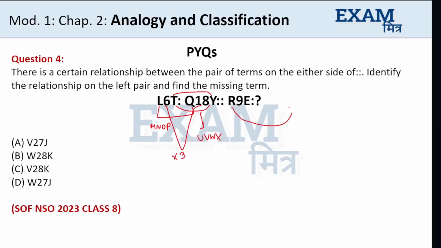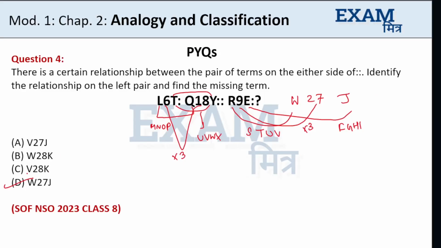We will skip 4 letters from R. That is, we will skip S, T, U, V to get W. And then 9 3s are 27. And then we will again skip 4 letters from E. That is F, G, H and I. So this will be J. So our result will be W27J.